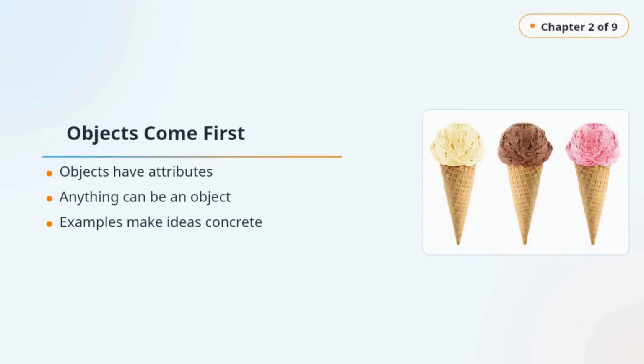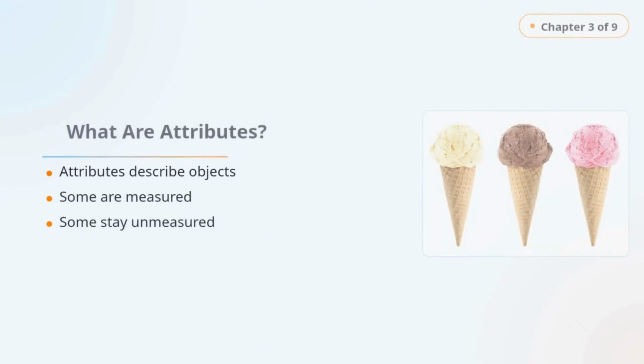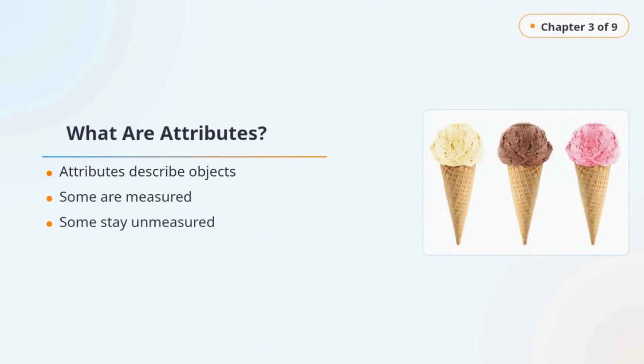In this tutorial, an object is anything that has attributes. That could be a product, a photo, a person, a scoop of ice cream, or even a piece of text. Once we identify the object, we can start asking what characteristics describe it. An attribute is simply something that characterizes an object. For an ice cream scoop, attributes could include taste, color, price, weight, or popularity. Some of these can be measured directly, while others may remain unmeasured because they are irrelevant, too expensive to collect, or beyond our current understanding.